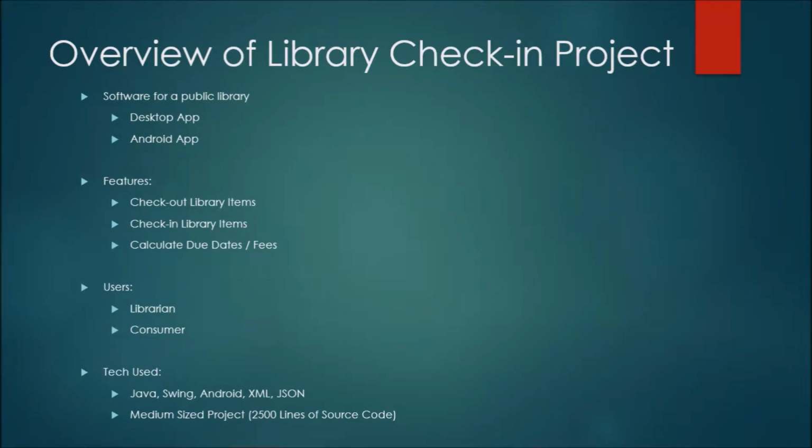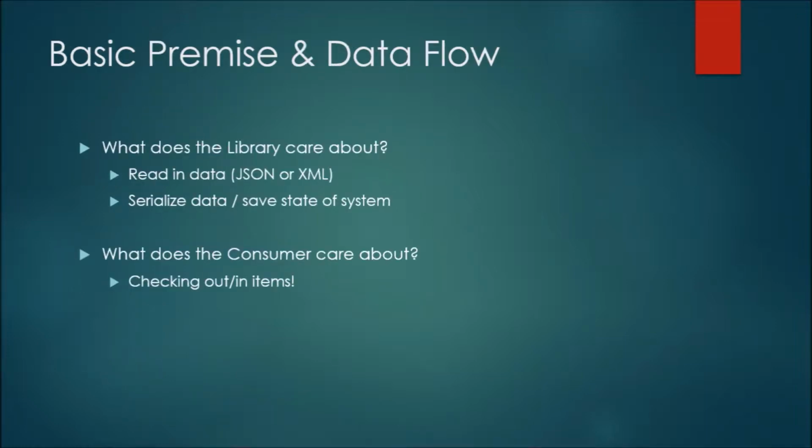There are 2 main users, a librarian and a consumer. So I'll give you a basic premise of what both actors wanted. A librarian and the library cares about reading in data. The data would be in a JSON file or an XML file. It cares about saving the state of the library, what's checked out, what's not checked out. And the consumer only cares about checking out items and checking them in. So let's take a look at everything.